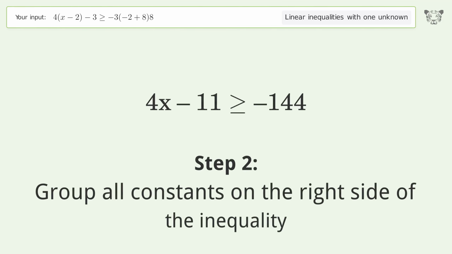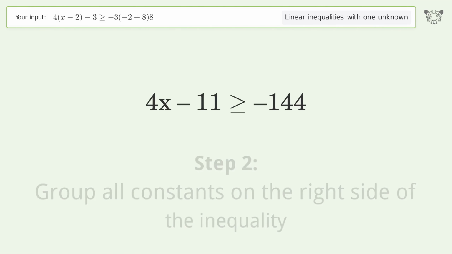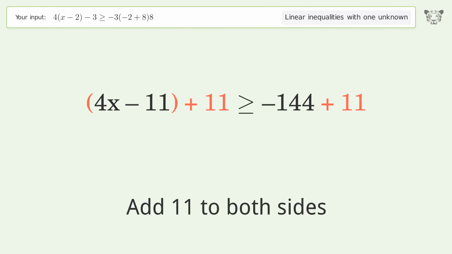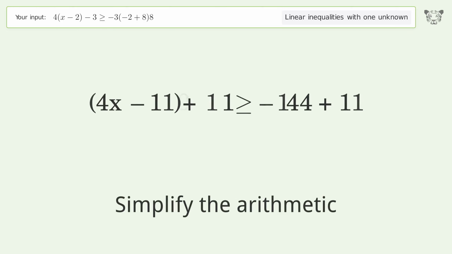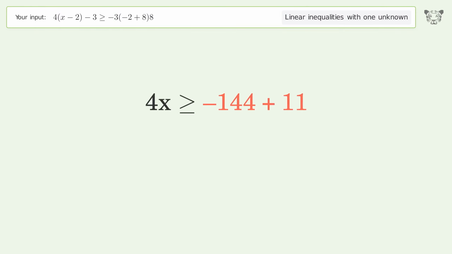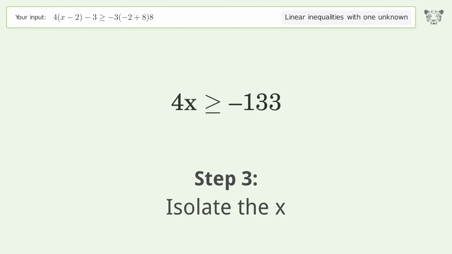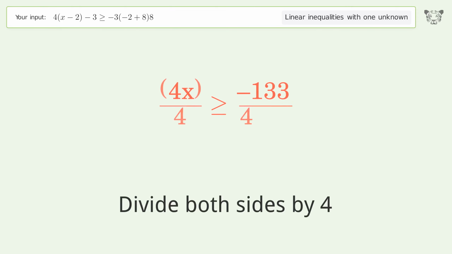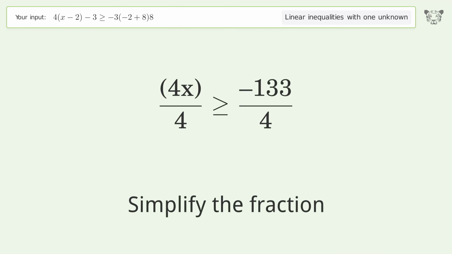Group all constants on the right side of the inequality. Add 11 to both sides. Simplify the arithmetic. Isolate the x. Divide both sides by 4. Simplify the fraction.